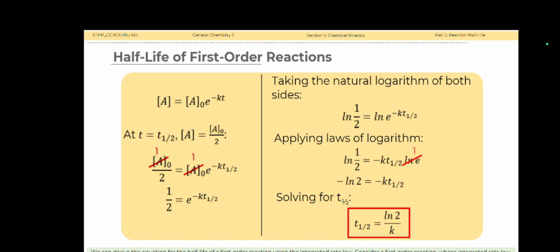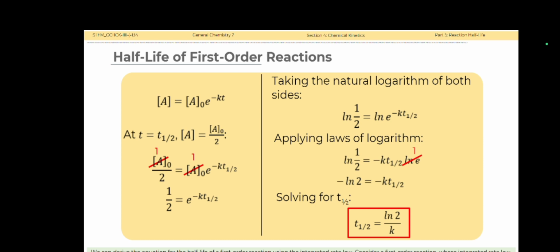Consider a first-order reaction whose integrated rate law is given by concentration of A equals initial concentration of A times e raised to the exponent negative kt. At t equals t 1/2, the concentration of A equals 1/2 the initial concentration of A. Simplifying gives us 1/2 equals e raised to the exponent negative k t 1/2.